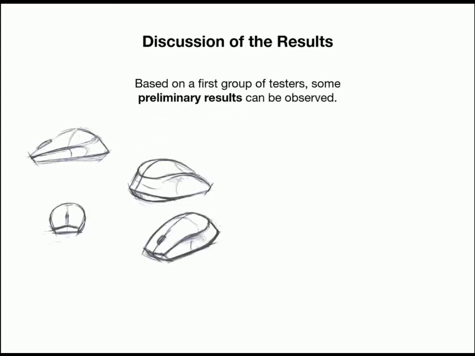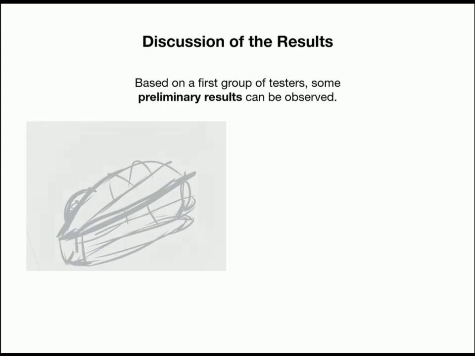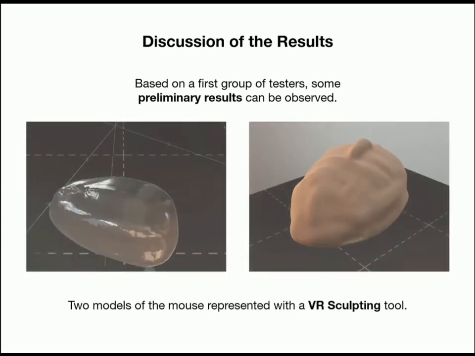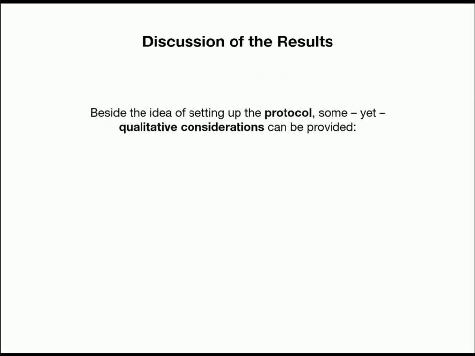In particular, we compared the most faithful sketches with the least accurate ones for each methodology, starting with 2D sketching, then 3D VR sketching, and finally 3D VR sculpting. A thorough observation of these few images still allows us to propose a few qualitative considerations at least.